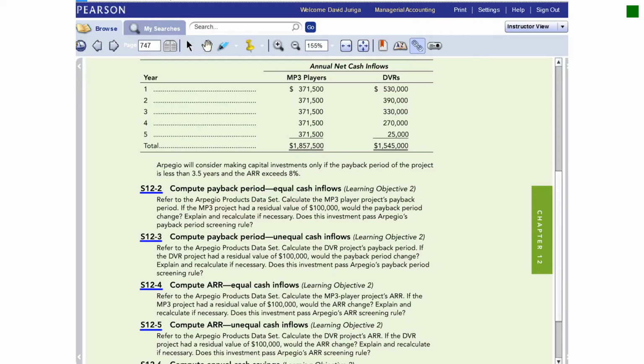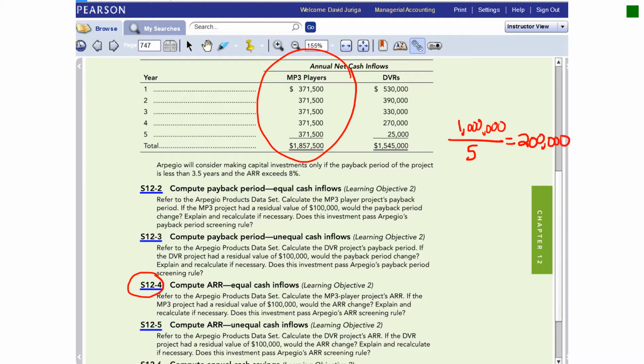All right, the next one I want to walk you through is the accounting rate of return. This is going to be exercise 12-4. And again, we're going to be using the MP3 players to do the calculation. And so to do this, we have to know what the depreciation is going to be. So remember, it's going to be $1 million. It's going to be straight line method. And what you would do is you would divide that by 5 so that your annual depreciation is going to be $200,000.